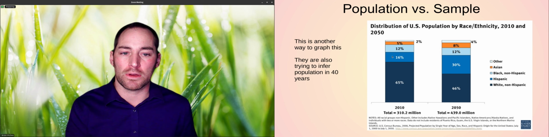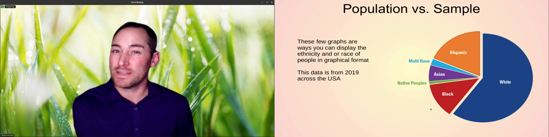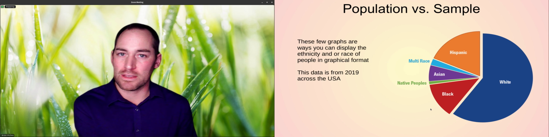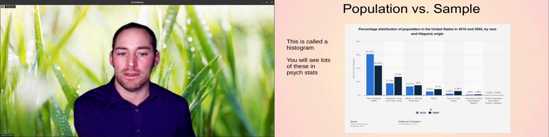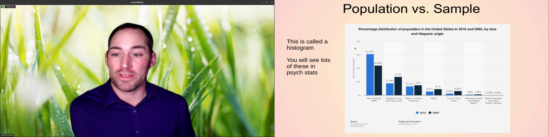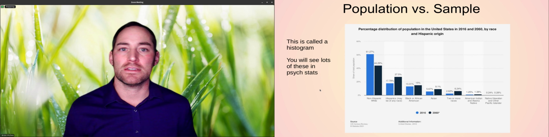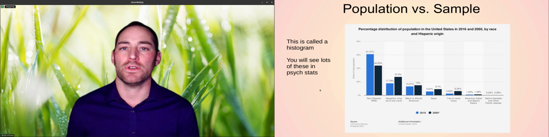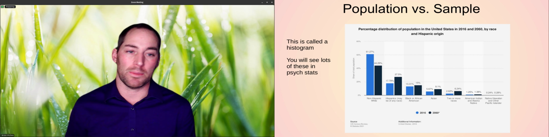But really what we're looking at is that this graph here and this graph here are saying the same things. Obviously the numbers are slightly different because this one's 2019, this one was 2010, but this is another way to look at this. This is called a histogram. You will often see histograms like this in psychological statistics reports, so in the results sections of your papers. Oftentimes histograms are a pretty useful type of bar graph to demonstrate a lot of data.